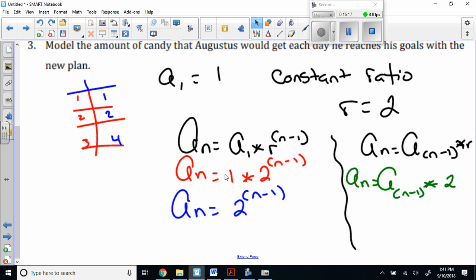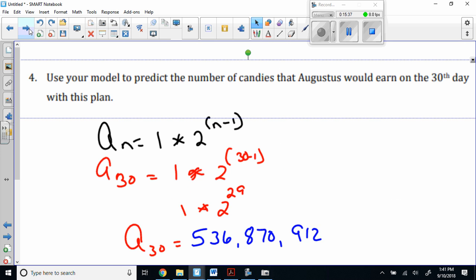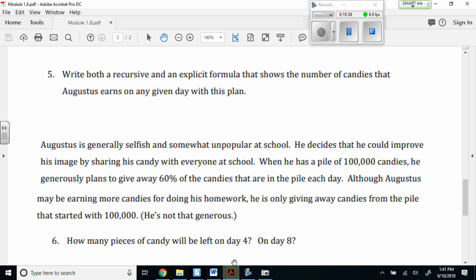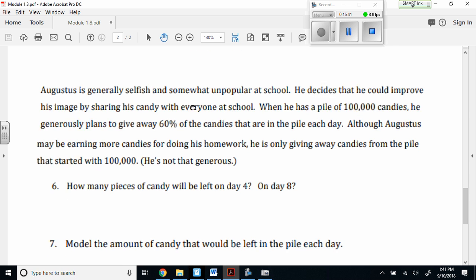There you go. You can be the red and the blue or the what? Green, right? Green's recursive and these are the explicit. We've said the difference between the red and blue is what? Yeah, 1 times anything is itself. So sometimes when the A1 is 1, they will not show it. So don't let that get you confused. Okay, so we're going over here, and then we're looking at this.